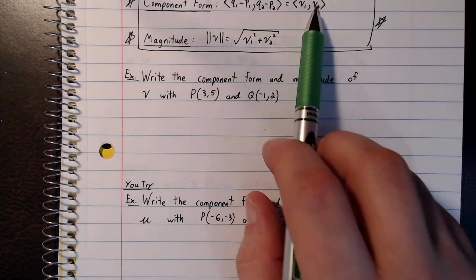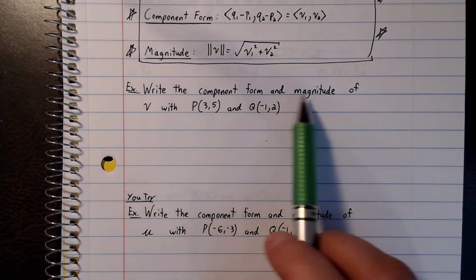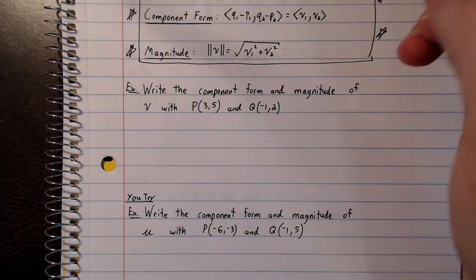But we got to do this first. We got to get the vector component form, right? So they want us to write in component form and find the magnitude of v, if these are the original points. So here we go.